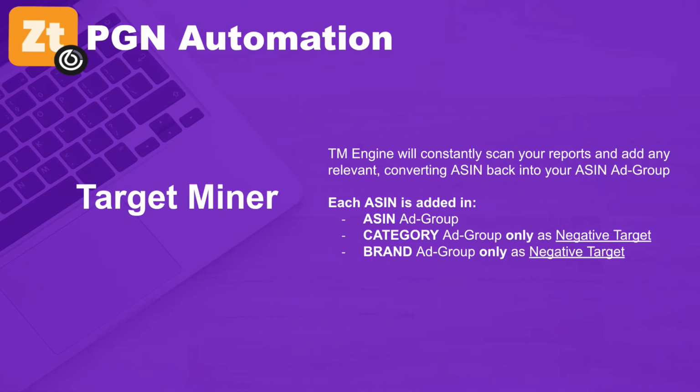Now the third engine is the Target Miner. While Keyword Miner used to scan your search term, Target Miner on the other hand will scan your target reports and add any relevant converting ASINs back into your aggressive ad group, which is the ASIN ad group, and negate them away from the category and brand ad group. We will also negate them away from the auto ad group to maintain ASIN isolation. So these two are the good ones where we find good ASIN, good search term, and we mine them.